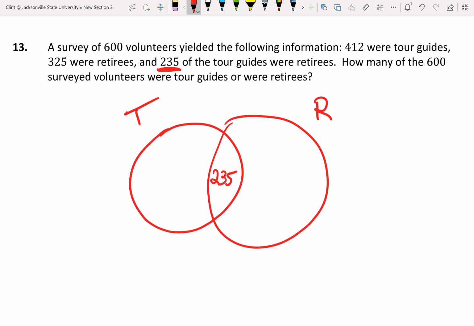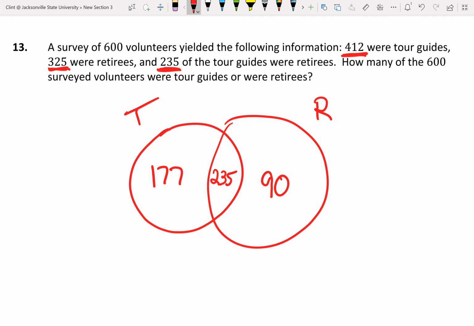Okay. And now it says 325 were retirees. Well, we've already got some of those in there, right? So we've got to do 325 minus the 235 that were both, and we'll get 90 that were only retirees. And then we've got 412 that were tour guides, but we've got to do 412 minus the 235 that were both. That gives us 177 out here. And then you could figure out how many were out in U, but we don't have to on this problem.